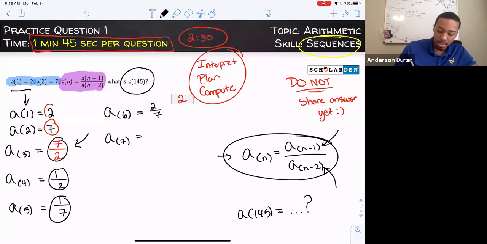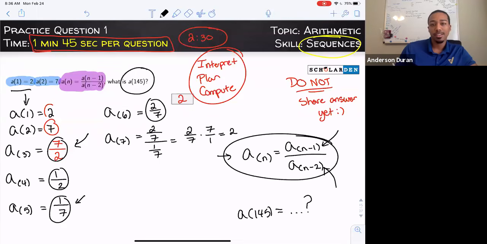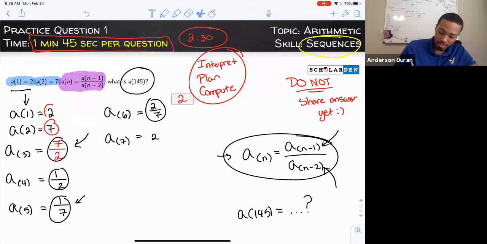So now I will complete A7. I will take A6, divide it by A5, to receive 2/7 multiplied by 7/1, which gives us 2. Oh, look at that. Look at that. Here's what's interesting. A of 7 and A of 1 are the same. Pretty interesting. Let me just make sure that there is indeed a pattern.